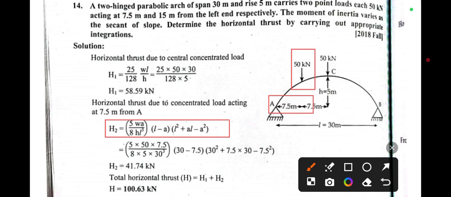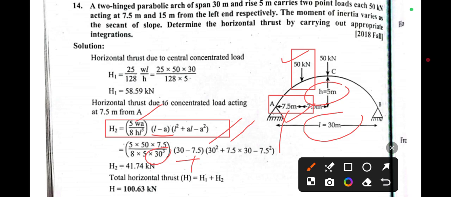So put the value 5 by 8, the value of W, that is this one, 50 kilonewton. A, I have already told you, value of a is 7.5. The value of H is this one, 5 meter, and value of L is 30. So we have to just put the value 30, L cube. Now L minus a, so L means 30 minus a means 7.5. And L square means 30 square, and L square plus a L, a means 7.5, L is 30, and minus a square, a means 7.5, so 7.5 square.